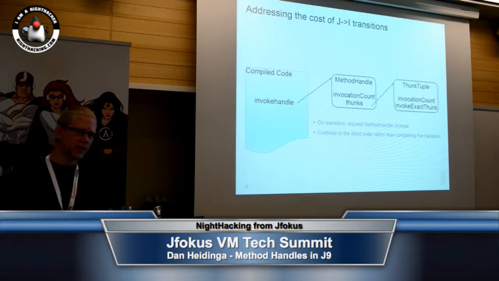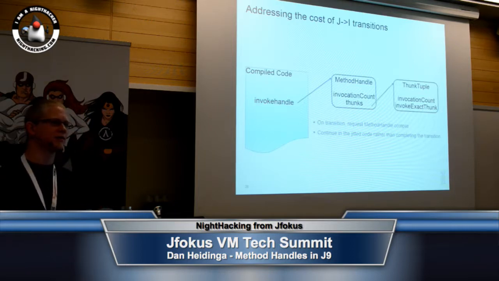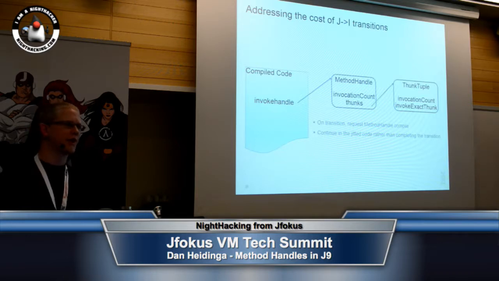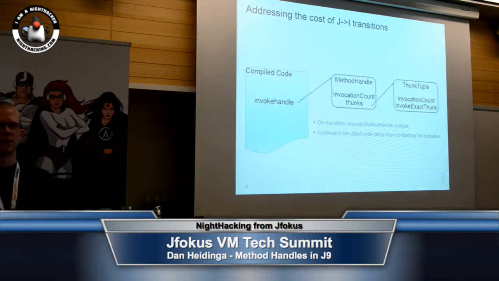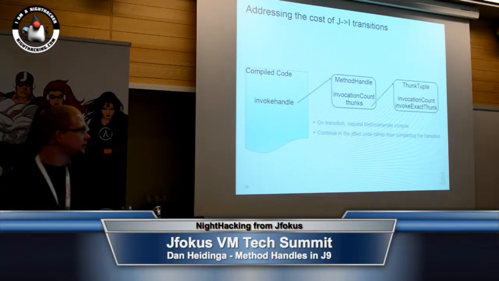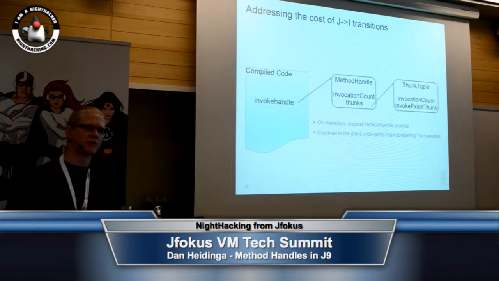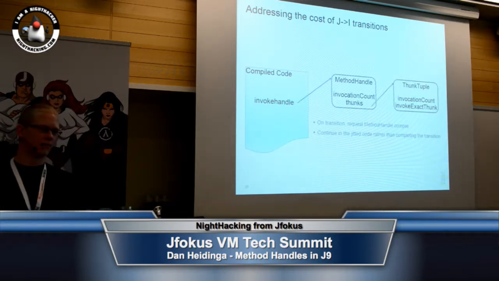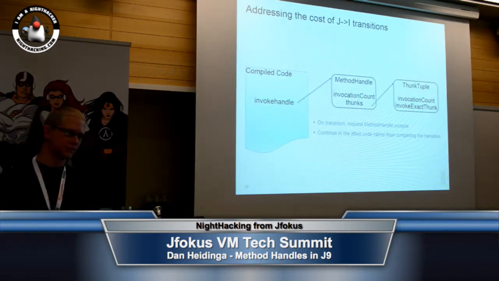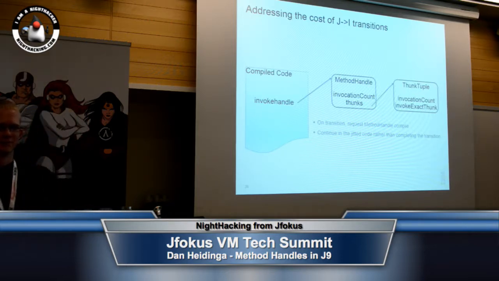So the theory we have is that anytime you're in the JIT, you want to stay in the JIT. And if you're running a method handle from JITted code, it must be because it's going to become hot if it's not hot already. So if you're running in compiled code here and you see an invoke handle bytecode, which is one of our internal bytecodes for handling method handle invocation, I have two versions of it, invoke handle and invoke handle generic.